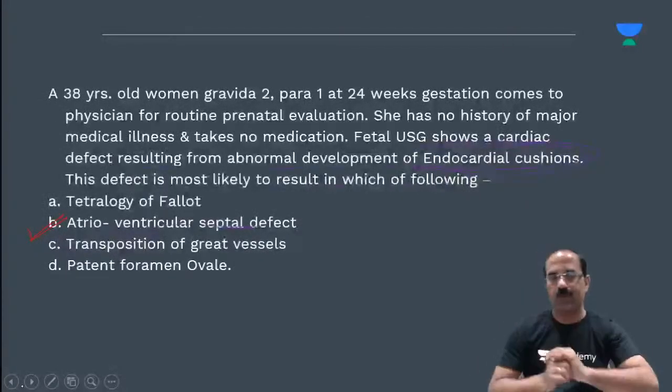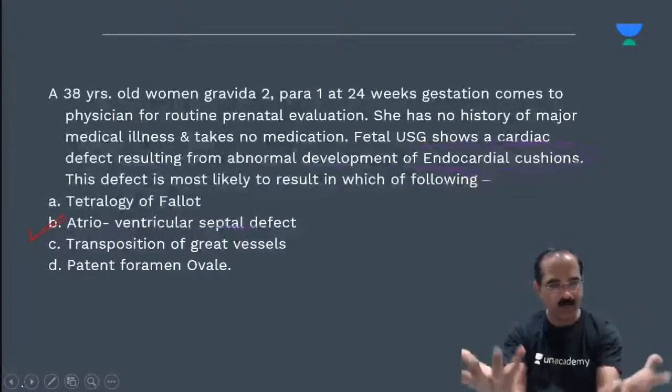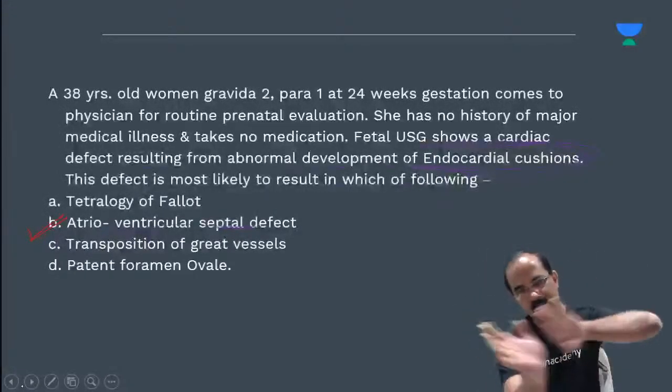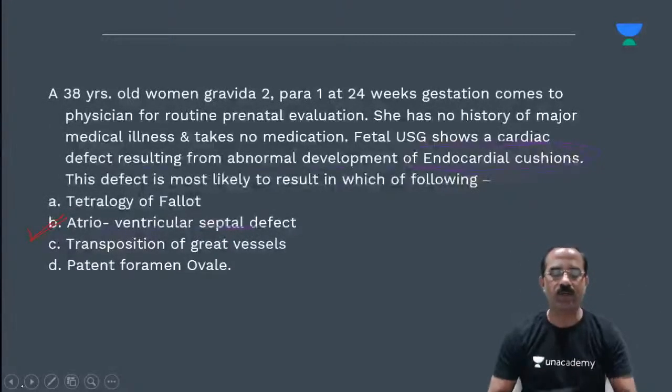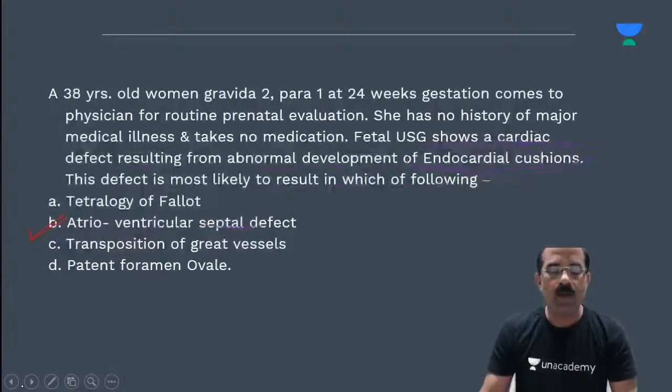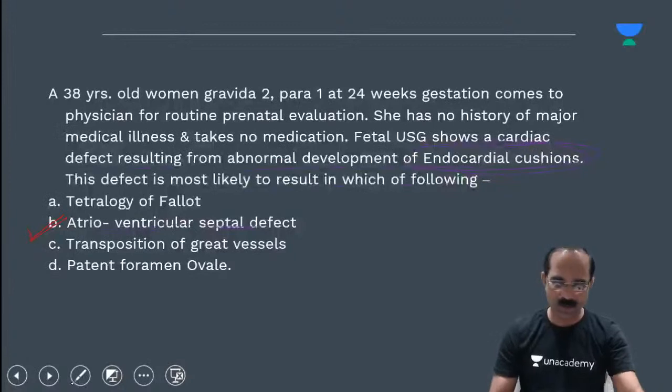Because the septum shifts to the right side, pulmonary stenosis happens. Because of pulmonary stenosis, RVH. Because of RVH, a septal defect. And because of septal defect, the overriding of aorta. Is this clear to all of you? Okay, I hope this is all clear to you. So that's Tetralogy of Fallot.